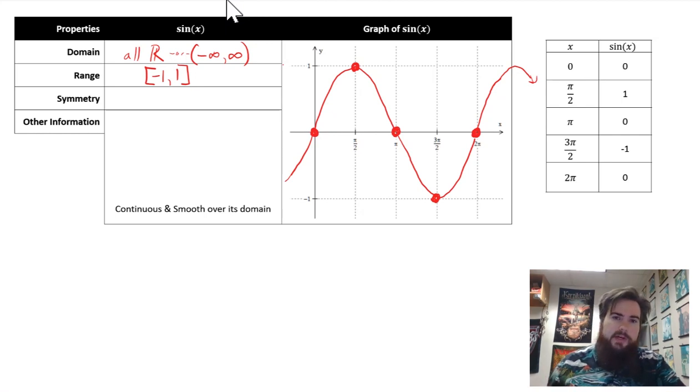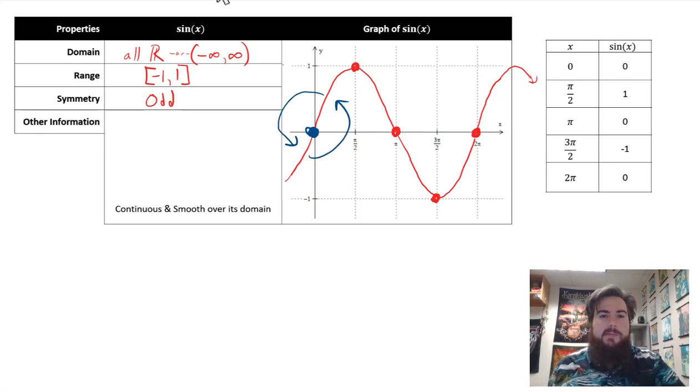Lastly, we have the symmetry. We said earlier that the symmetry for sine is considered odd. The reason for this is because it has symmetry about the origin. If you take the graph of sine and you spin it around the origin 180 degrees, this graph will fall back on top of itself. If I spin this curve down 180 degrees and back up, it falls right back on top of itself, which means it has symmetry about the origin.